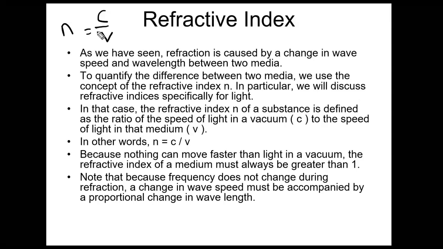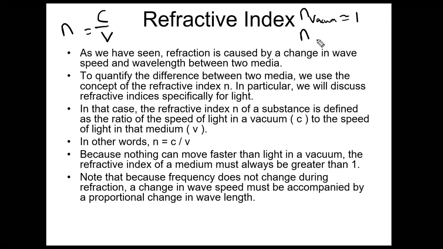So for example, let's say the medium was a vacuum, so no air, you're just out in space. You measure the speed of light, and it happens to be the same as c, because c is the speed of light in a vacuum. That would give you a refractive index of 1. So basically n in a vacuum is equal to 1. Now, what are the units for refractive index? Well, c is in meters per second, v is in meters per second, so refractive index is unitless.